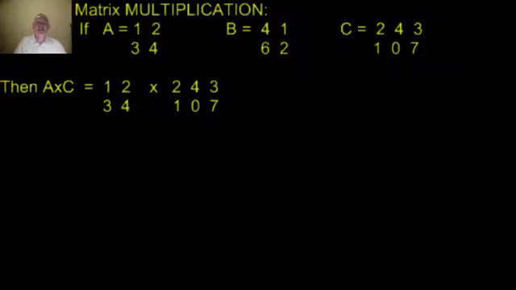Okay, so having seen that, let's now consider what it looks like if we were to multiply the matrix A times the matrix C. Notice they're not the same size. A is a 2 by 2 matrix and C is a 2 by 3 matrix. Well, is it likely that these are able to be multiplied? If they were, I wonder what size matrix we'd end up with.